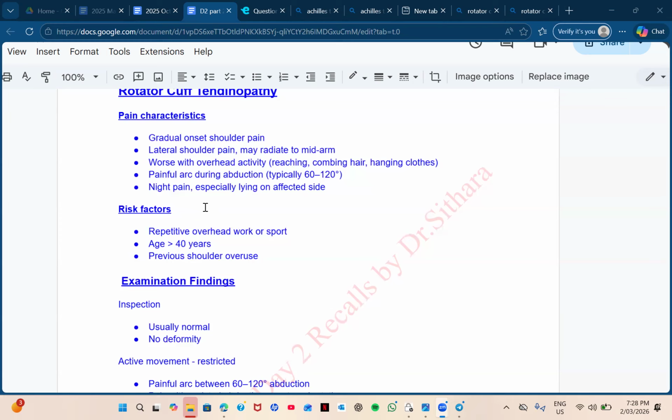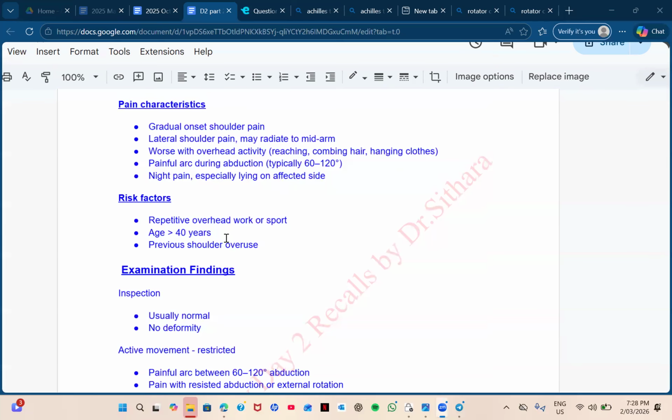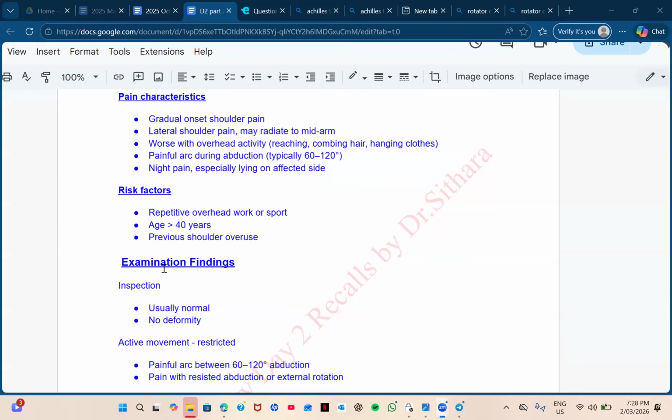Then night pain, especially lying on the affected side. This feature, night pain, can be seen in both scenarios, adhesive capsulitis and rotator cuff tendinopathy. Those are the similar features. Then risk factors: repetitive overhead work or sport, age more than 40 years, and previous shoulder overuse.